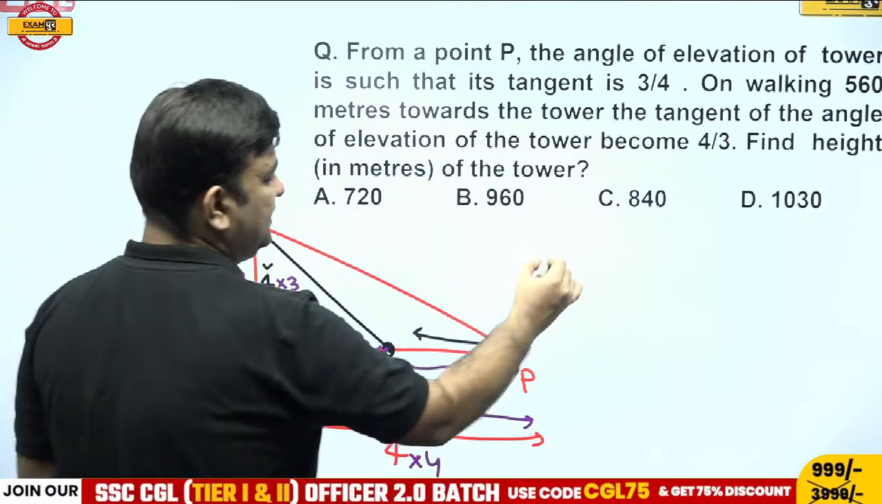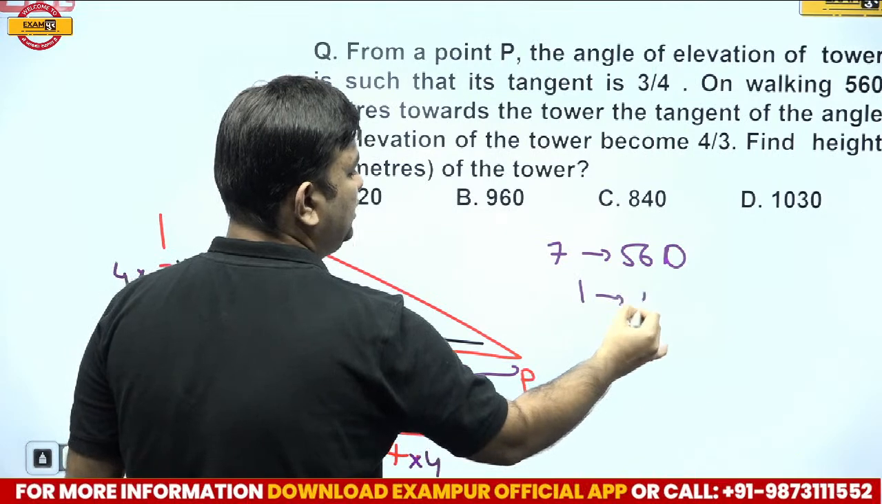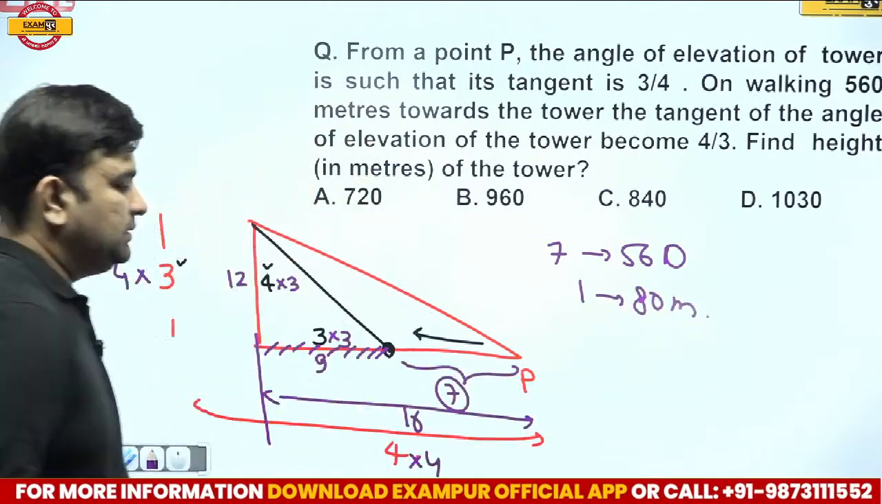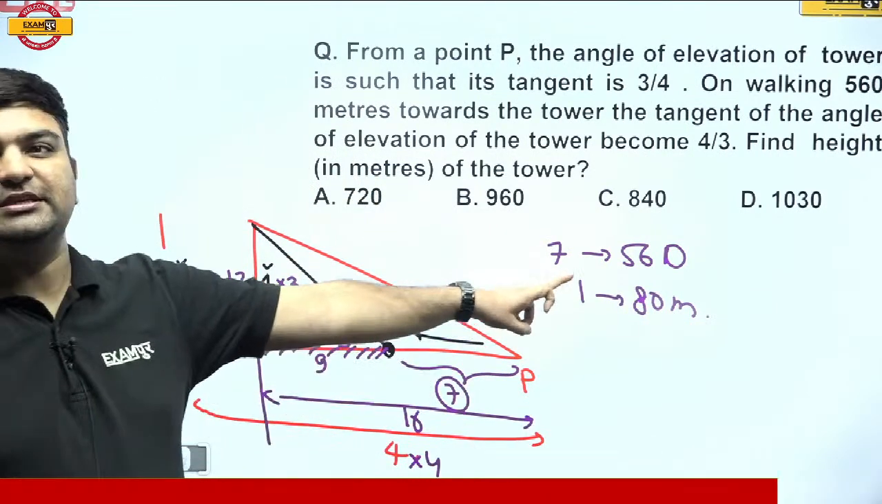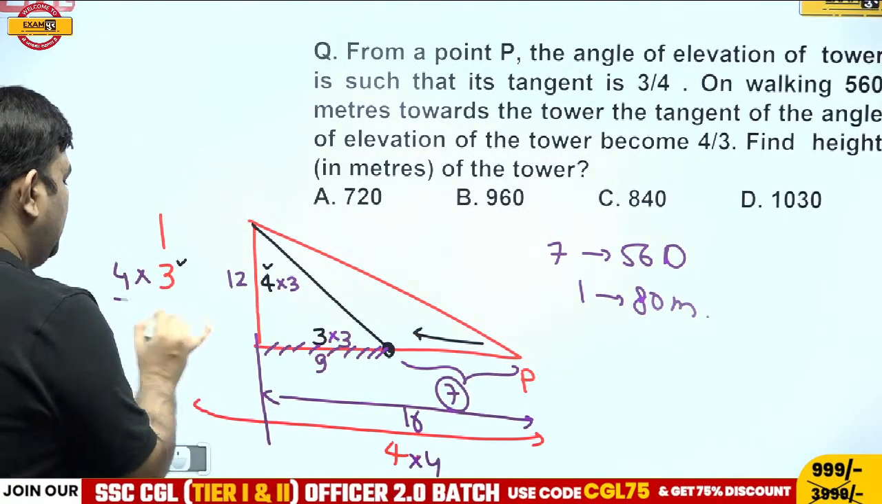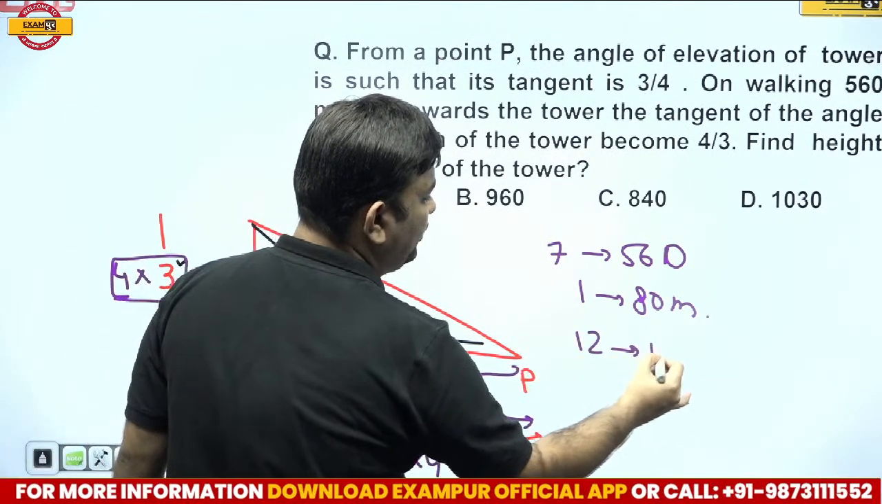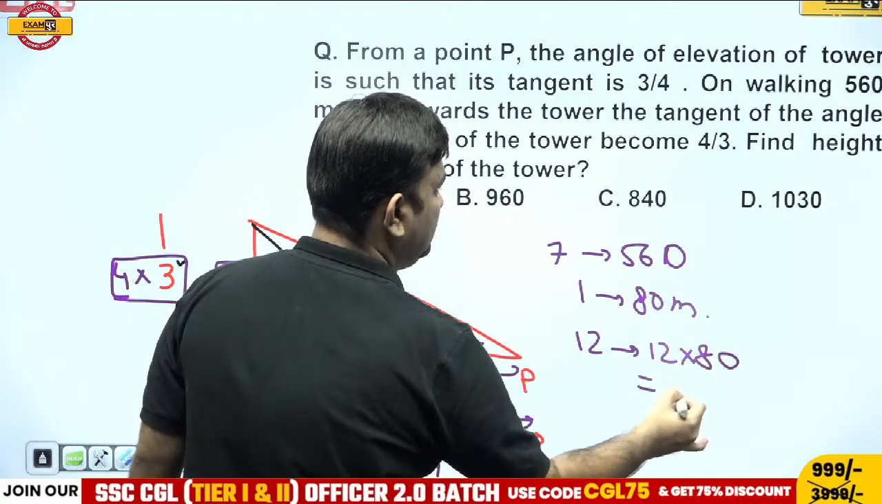This 7 is given as 560 meter. So 1 is equal to 80 meter. What is the height of the tower? Both places 12 each. So 12 into 80, 960 meter.